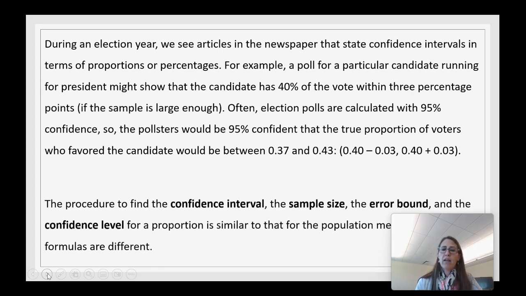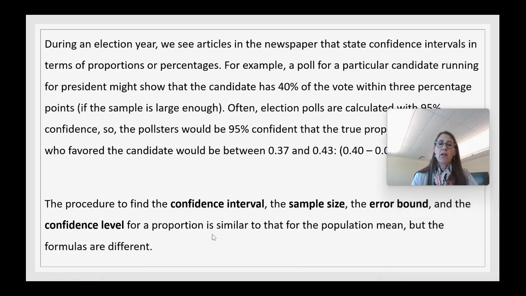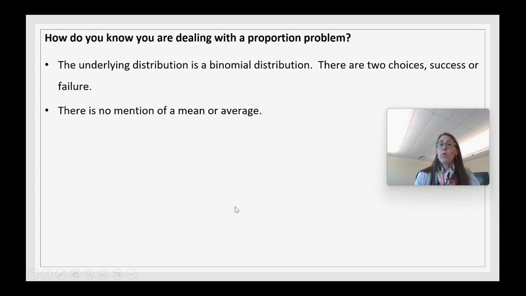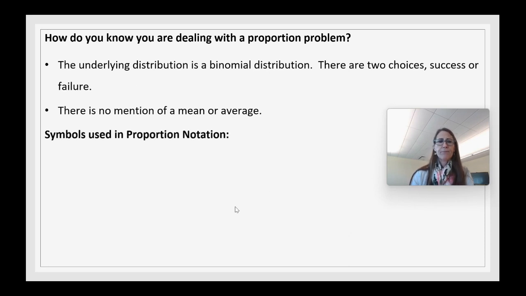So the procedure to find the confidence interval, the sample size, the error bound, and the confidence level for proportion are similar to that of a population mean, but the formulas are a little different. So how do we know when we're dealing with a proportion problem? The underlying distribution is binomial, so there are two choices, success or failure: named Serenity, not named Serenity, favor the candidate, don't favor the candidate. And then there's no mention of a mean or an average.